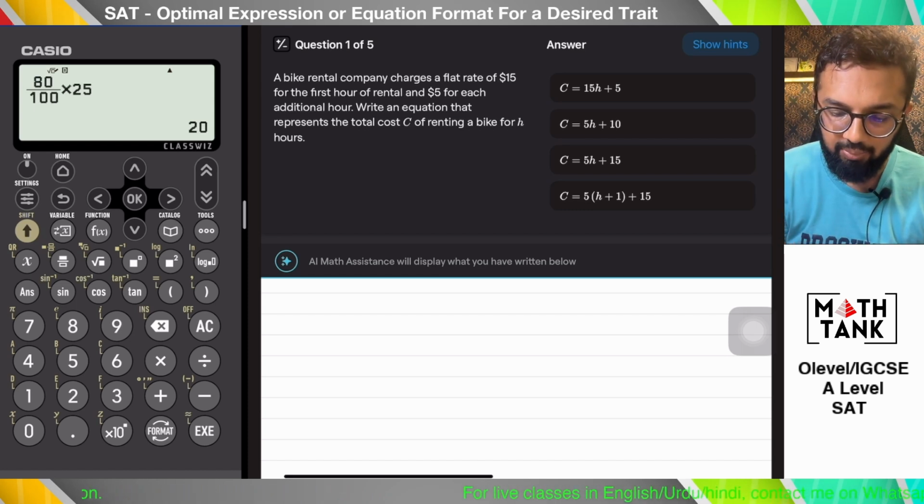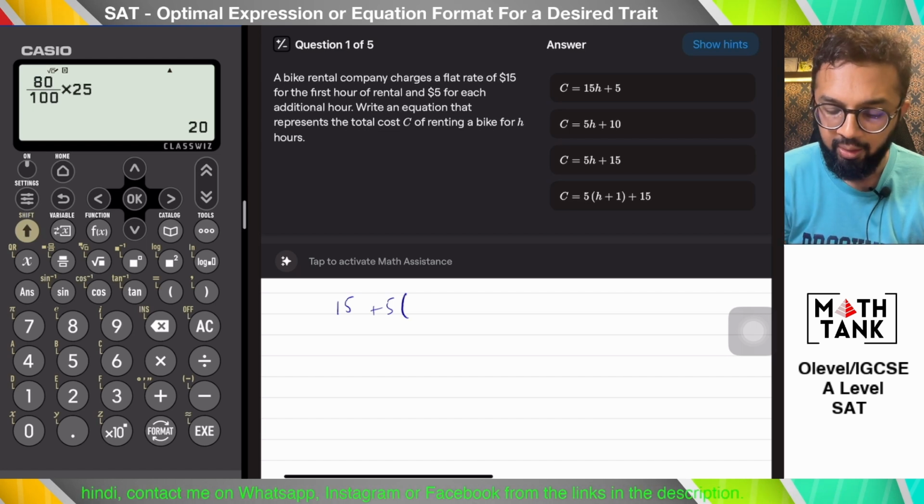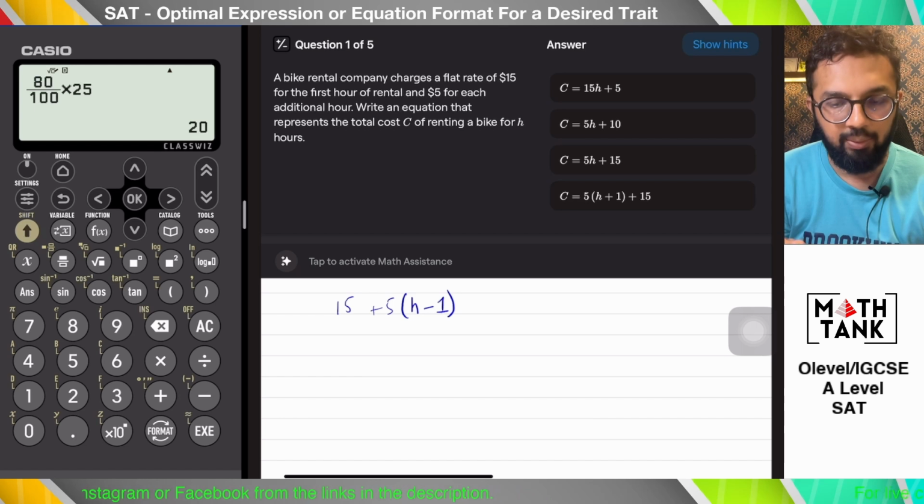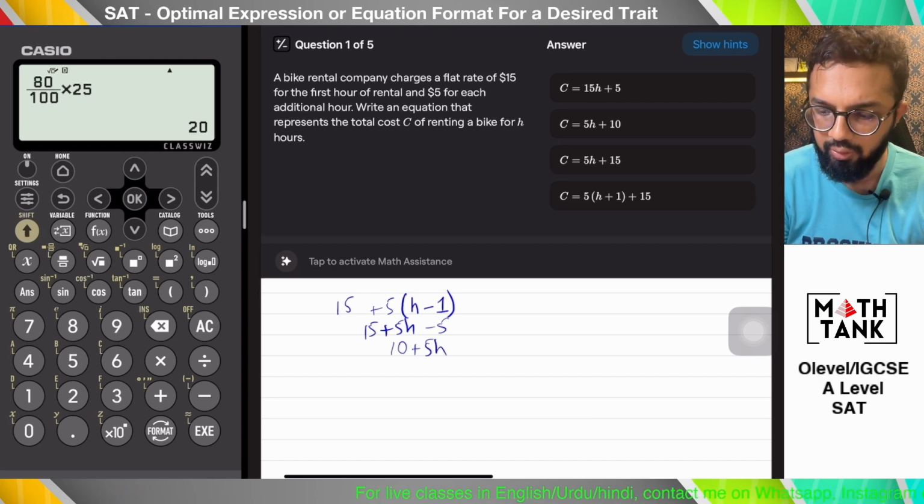Let's say a bike rental company charges a flat rate of 15 for the first hour and 5 for each additional hour. Write an equation that represents renting the bike for 8 hours. Since the first hour has been charged separately, it's going to be h minus 1 times 5. Let's see what the eventual expression becomes. It becomes 10 plus 5h.